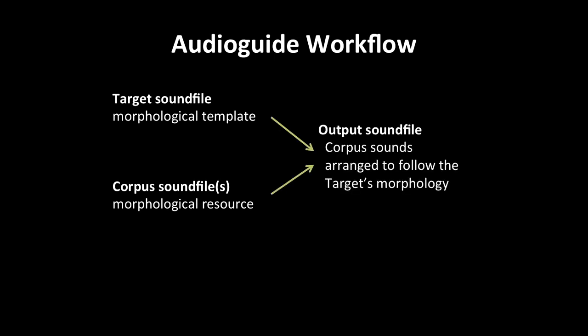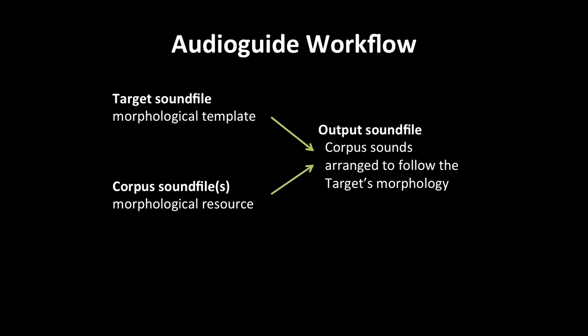You marry that, of course, to a corpus, which, rather than morphological or temporal intent, is a kind of morphological resource, an out-of-time collection of sounds, of utterances of some kind. The program then, AudioGuide, and in the case of lots of other concatenative synthesis software packages, does some operations to create an output sound, which is the morphological trajectory of the target in some way resynthesized with, or approximated with, sounds of the corpus.